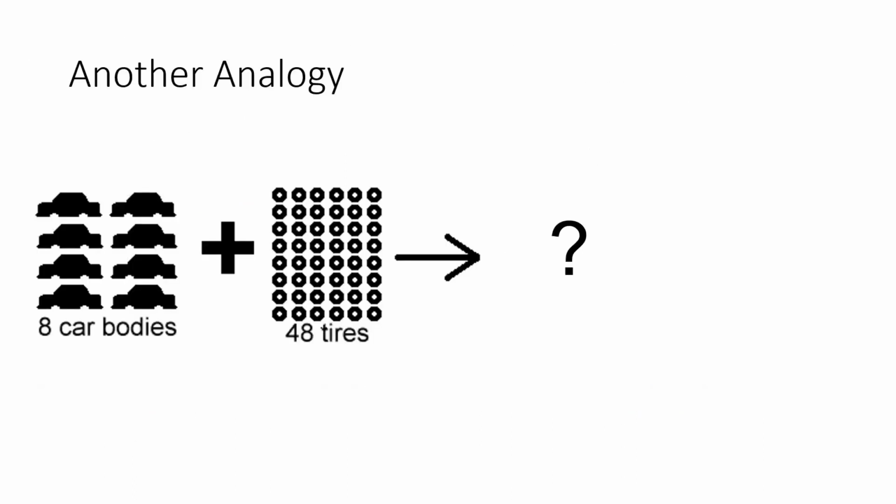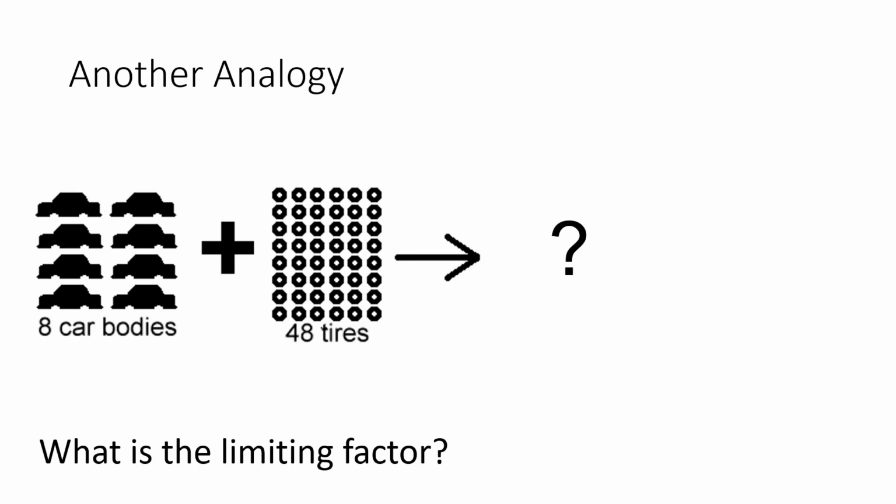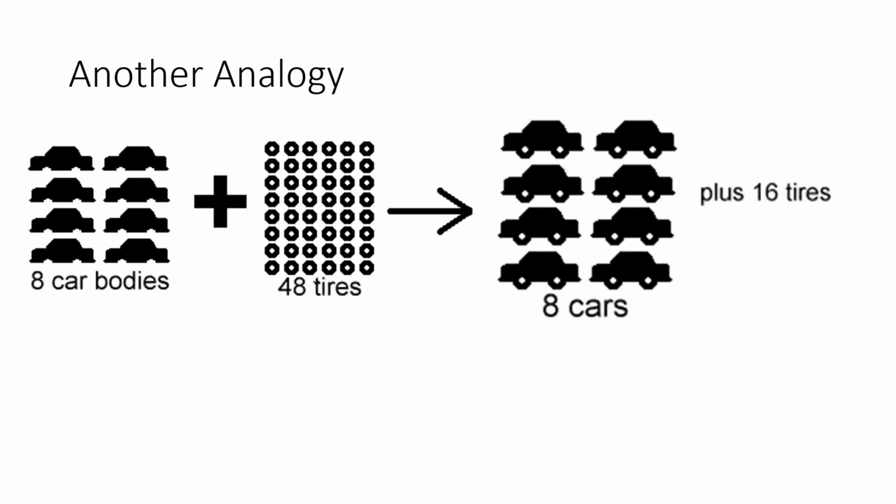All right, so let's look at another analogy. I want to know what the limiting reactant is here with what I'm given. So I have 8 car bodies, just the car bodies, and then I have 48 tires. So those are my reactants. The reaction is going to happen, and try to figure out what you're going to get for your products. And I want to know which one of these 2 is going to be my limiting factor in the end. So if we look at this, each of these 8 cars needs to have 4 tires, because cars have 4 tires. So we put 4 tires on each of these cars.